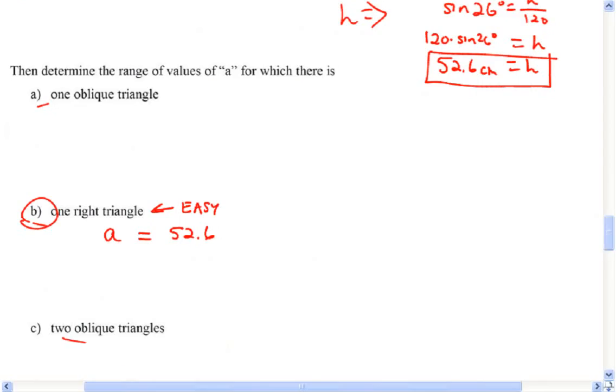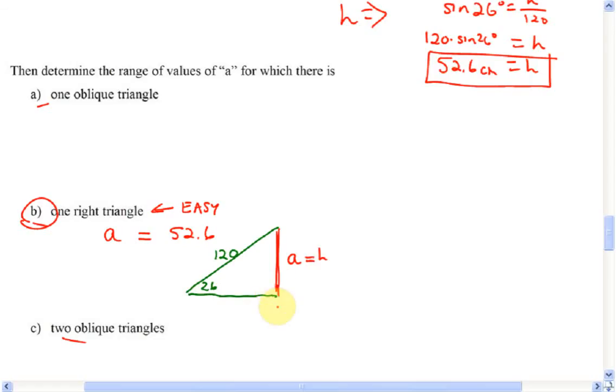So remember, I'll draw a picture too for you, okay? So once again, 120, 26, and what I'm saying here is A is equal to this line here, right? This is A. 52.6. Okay, that's the easy one.